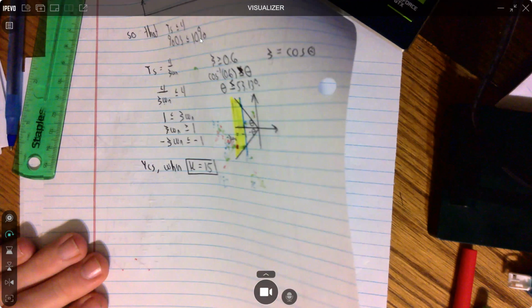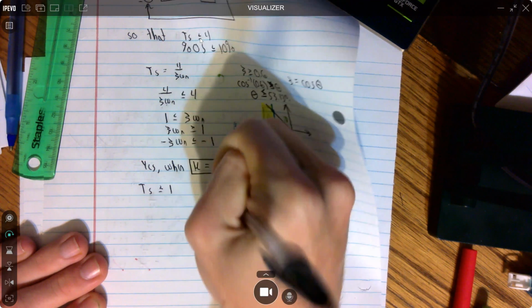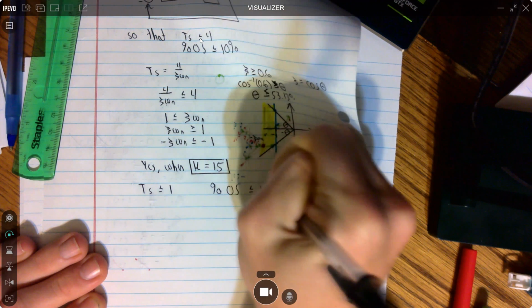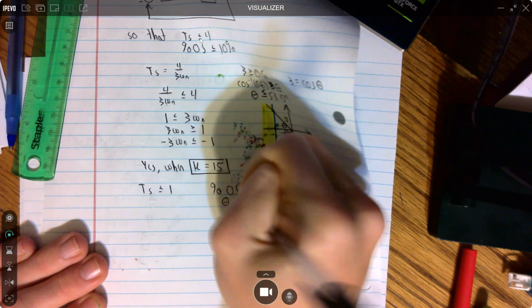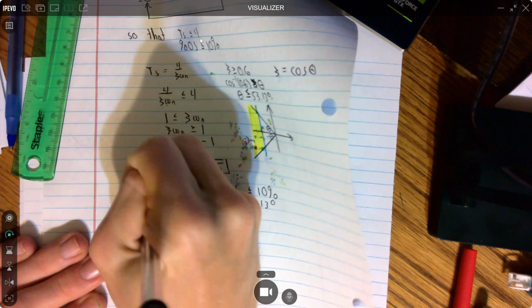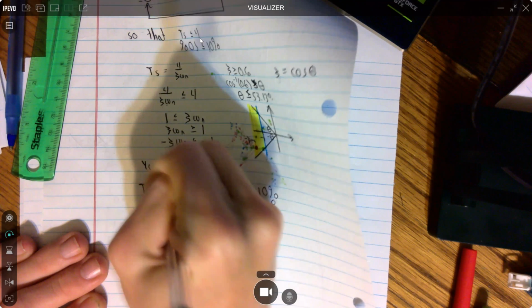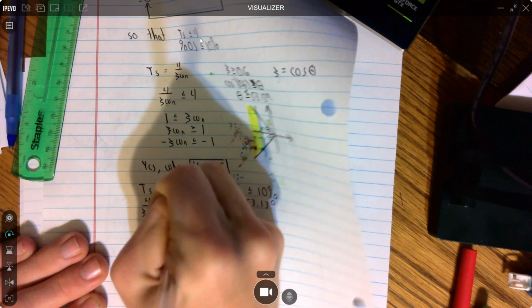And then let's look at the next one, where the settling time needs to be less than or equal to 1 second, and the percent overshoot is less than or equal to 10%. And so we have the same angle because it's the same percent overshoot, so less than or equal to 53.13 degrees. And then our settling time, 4 divided by zeta omega n, needs to be less than or equal to 1. And so then our zeta omega n needs to be greater than or equal to 4.